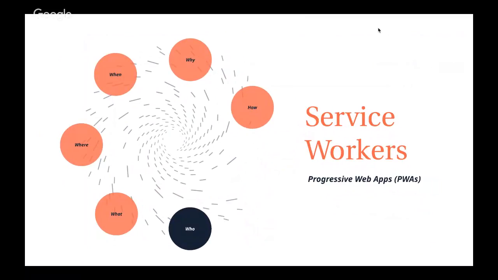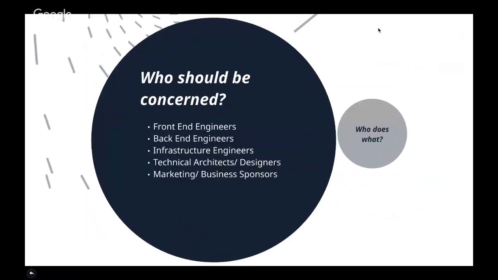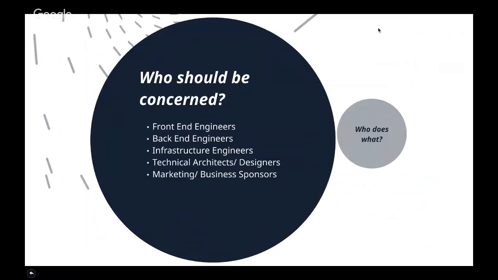Okay, so today we're going to talk about progressive web apps, especially service workers. So first we talk about who should be concerned about service workers. I actually broke it into groups of 5. You have the front-end engineers, back-end engineers, infrastructure engineers, technical architects and designers, marketing and business sponsors. And let's see who does what.